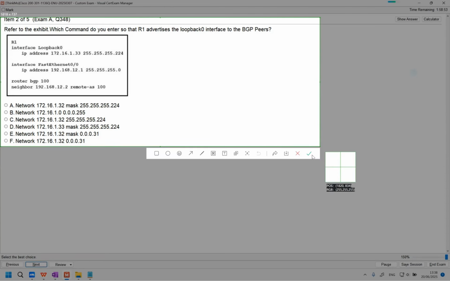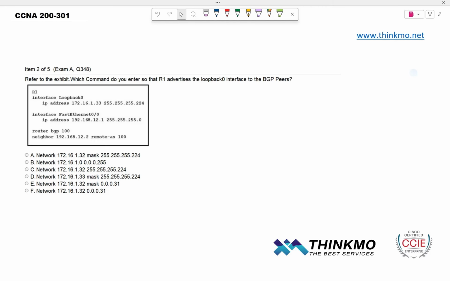Alright, question 2. This one is a bit more challenging at the CCNA level. It says that on R1, you need to advertise the loopback 0 interface to announce this address to a BGP peer neighbor. Now, there are 2 possible answers. Since it's 1.33, we might think to choose this 1.33 option, right? But actually, the correct answer is to choose A.